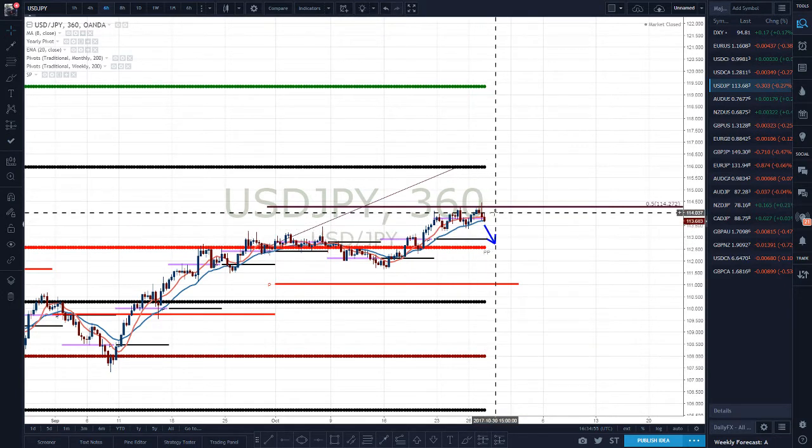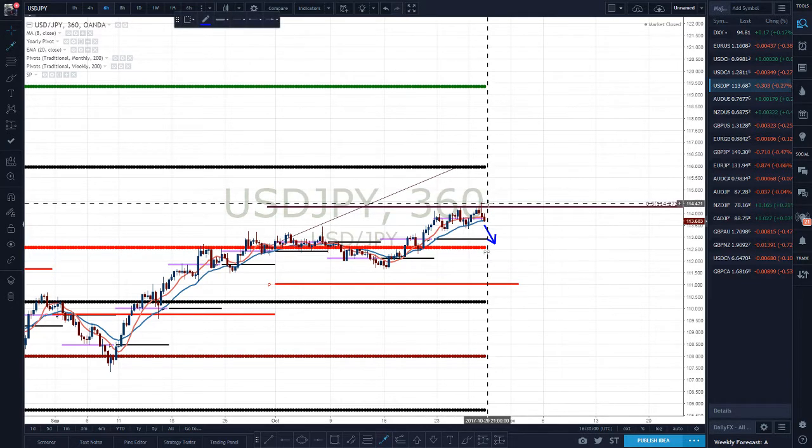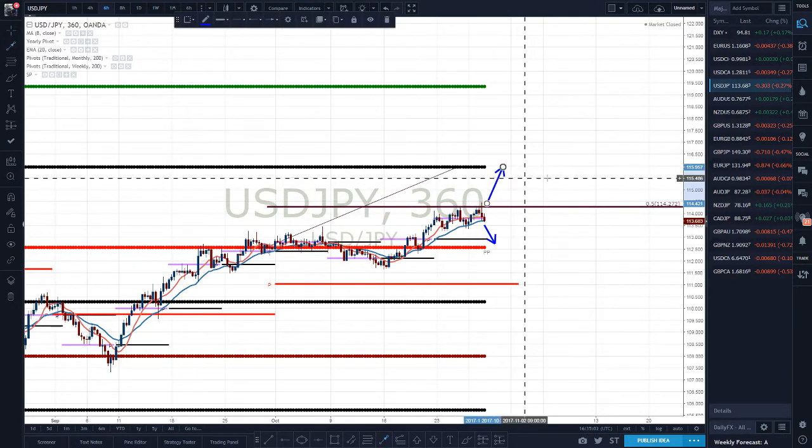If price does pull back up and holds above this area, then look for the price to come here to the 115.95 level.